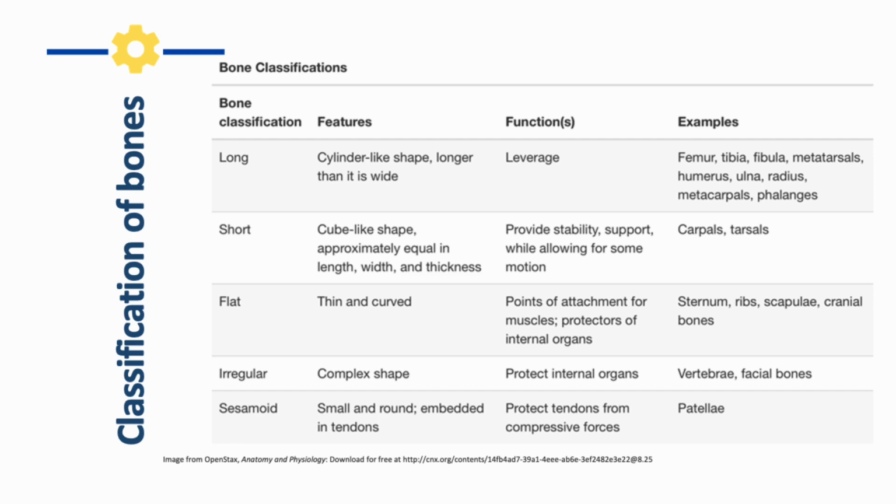This table comes from the online anatomy and physiology book that I really like from OpenStax. But again, it just classifies the different types or shapes of bones and gives the different features and some examples of where these types of bones are found and what their primary function is.